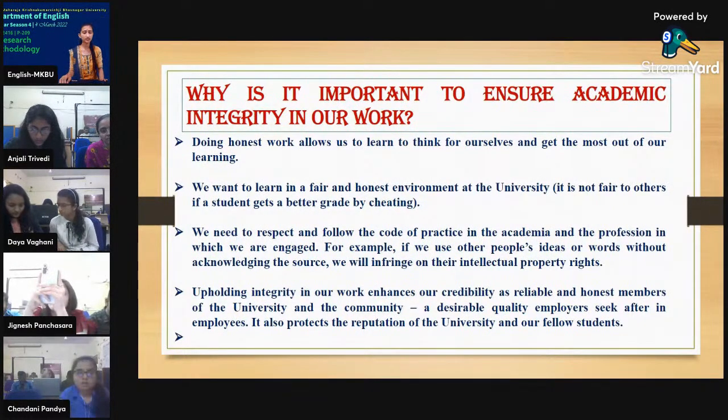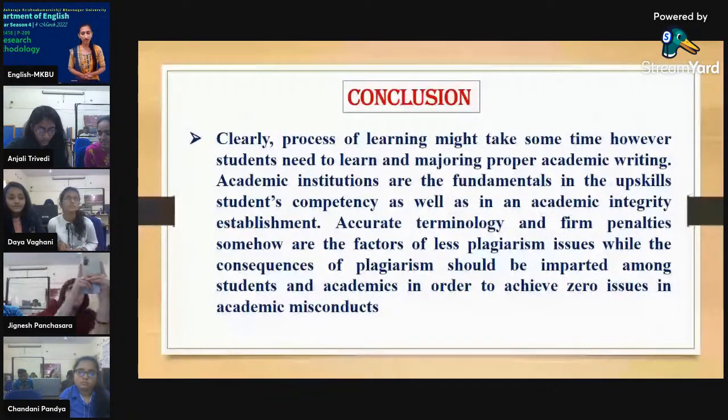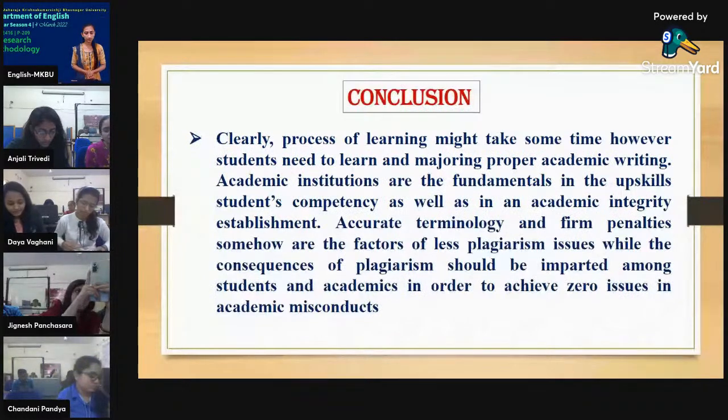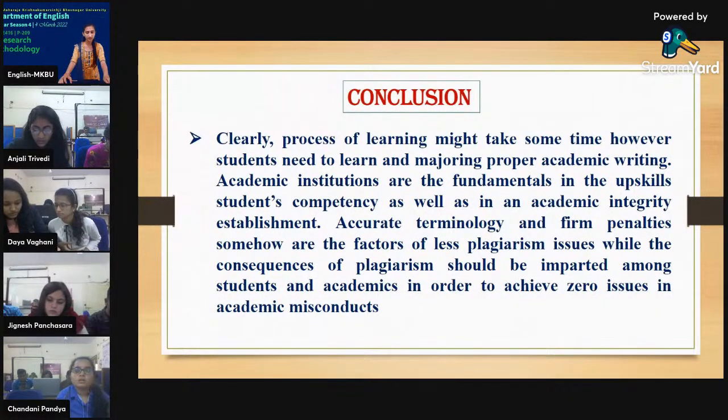In conclusion, clearly, the process of learning might take some time. However, students need to learn and master proper academic writing. Academic institutions are fundamental in upskilling students' competency as well as in establishing academic integrity. Accurate terminology and firm penalties are somehow a factor in fewer plagiarism issues, while the consequences of plagiarism should be imparted among students and academics in order to achieve zero issues in academic misconduct.